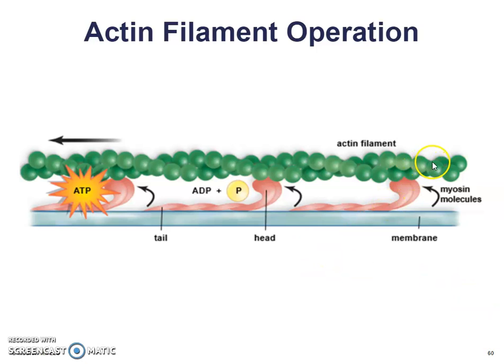So here we have our actin filament. All right, looks like that twisted strand of pearls, and it is connected to the membrane by myosin, and they use ATP, and the actin filament will stretch this way, and it will cause the membrane to shift as well.